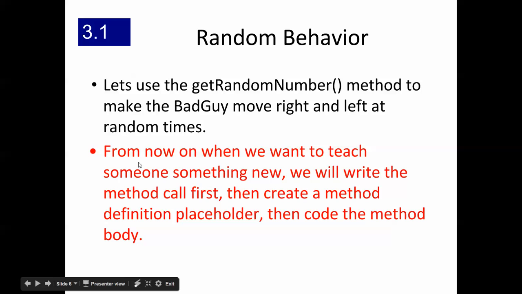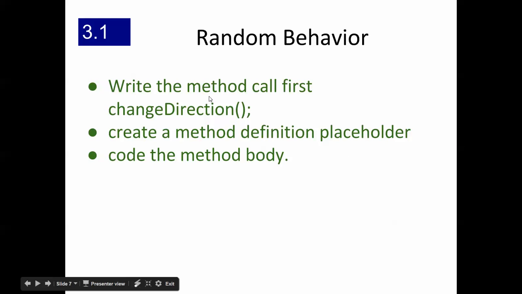From now on, when we want to teach someone something new, we will write the method call first. Then we're going to create a method definition placeholder and then code the method. Write that down. Here's how we're going to do that. Let's use the getRandomNumber method to make the bad guy move right and left at random times. So number 1, write the method call first.